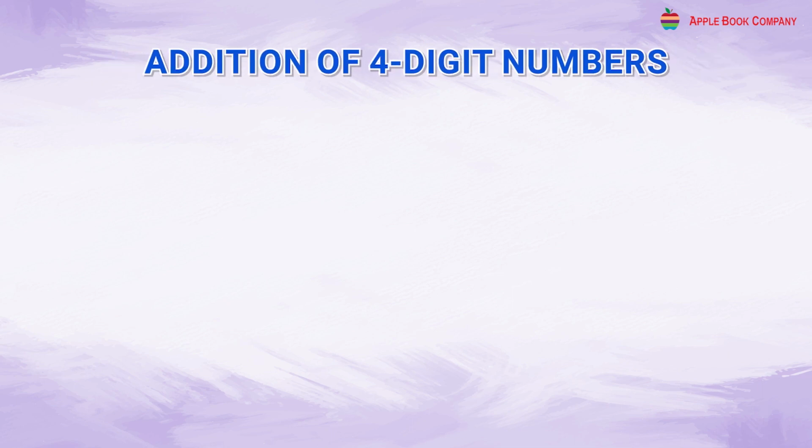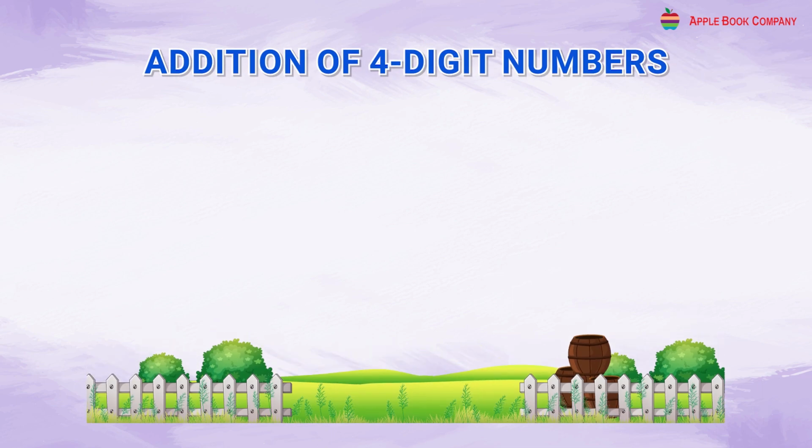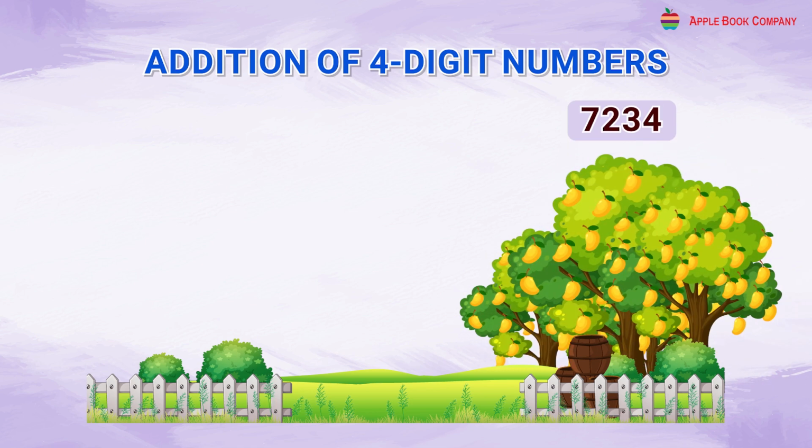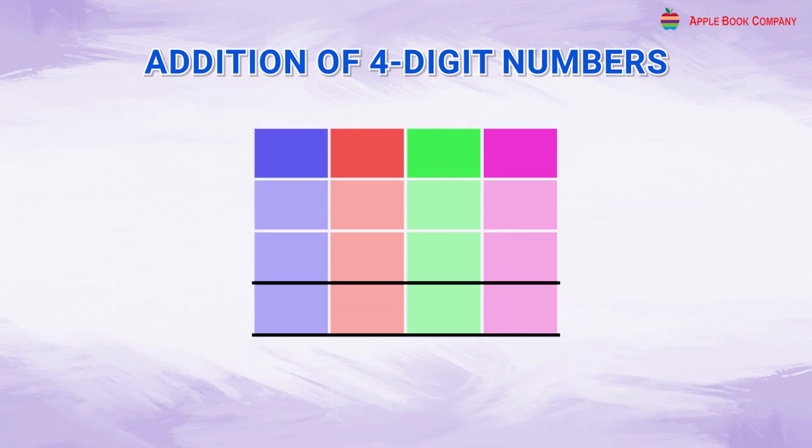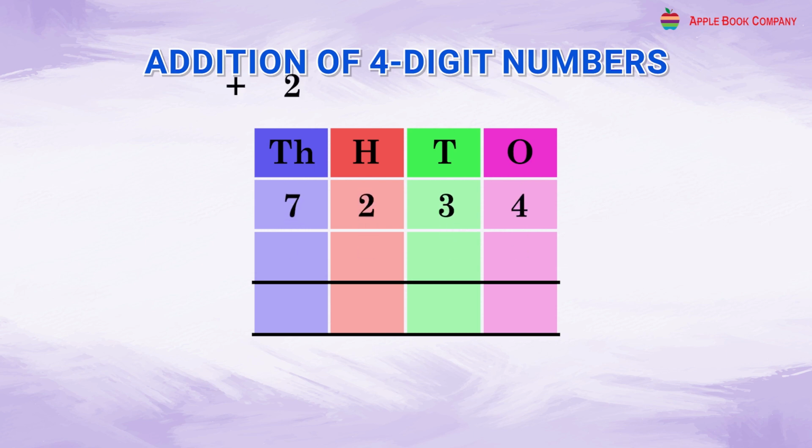Let's talk about addition. Addition of 4 digit numbers. In the first example, in a garden there are 7,234 mango trees and 2,345 apple trees. Write the total number of trees. To get the total number of trees, we add 7234 and 2345. Follow the steps as mentioned.